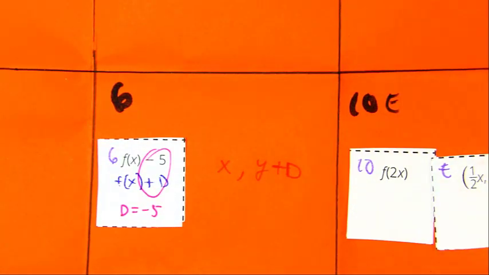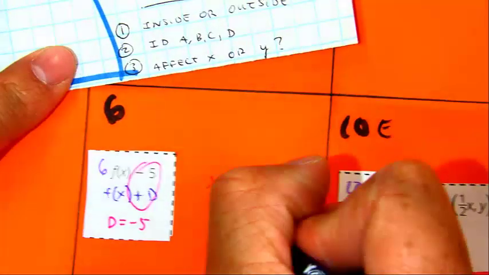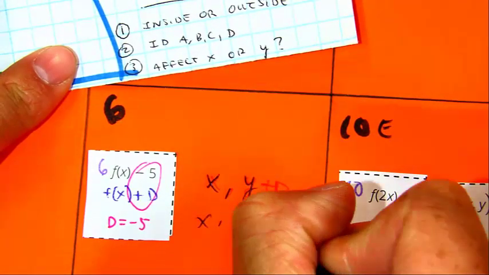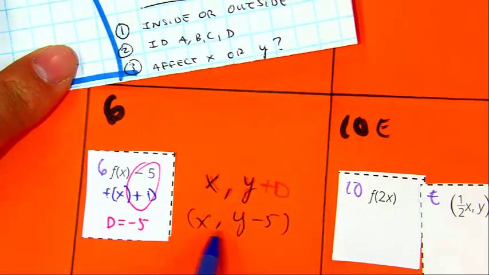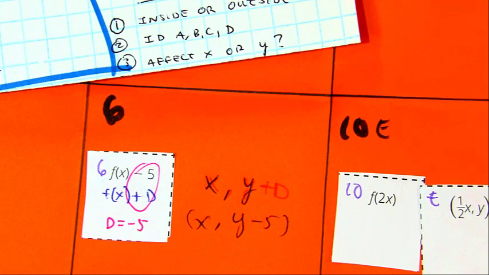I'm sorry. But our D value is what? So our D value is -5. So I'm going to have to look for one that says X, comma, Y minus 5. Okay? Let's write that down.